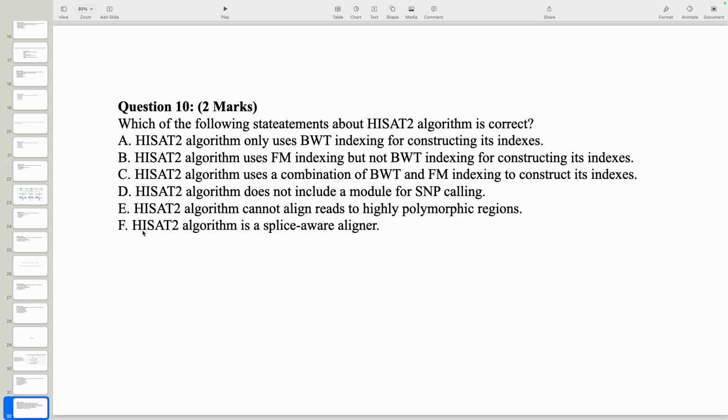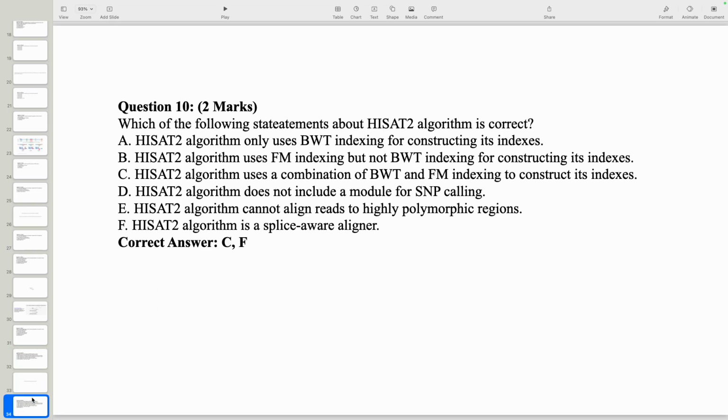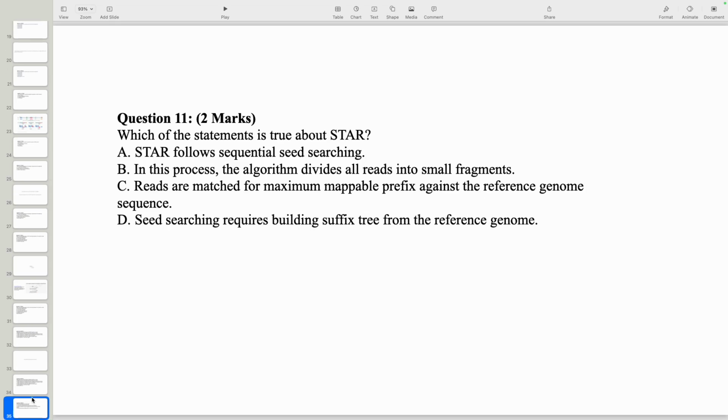So this algorithm covers this information as well. So in this case, it is a splice aware aligner. So the correct options would be C and F. So please go through each of the manuals that I've shared. If you go through these manuals, these concepts will be better clear.